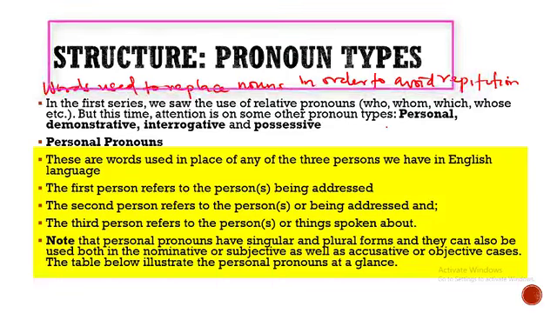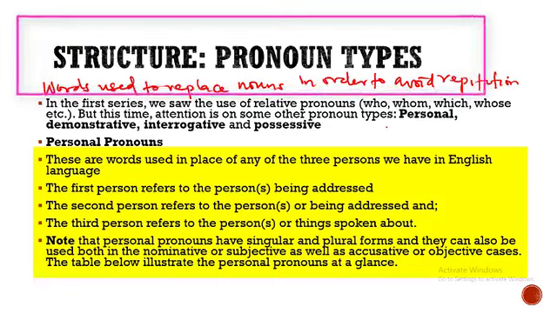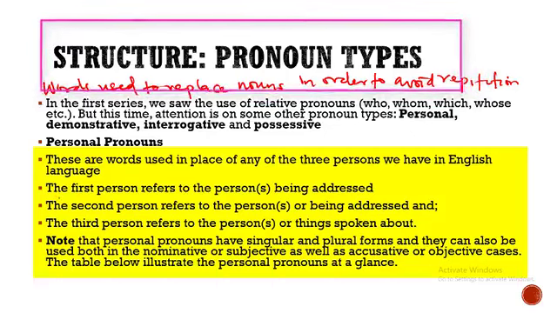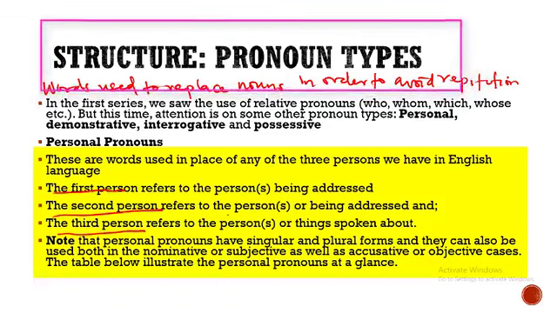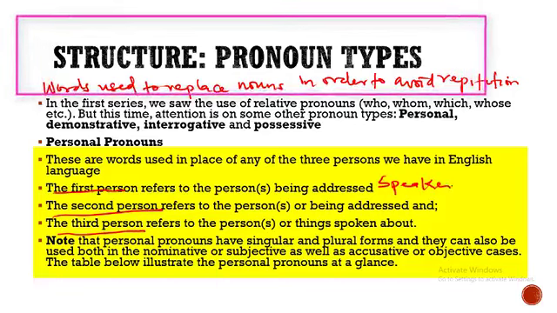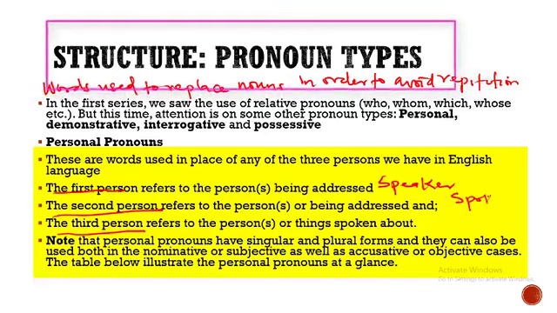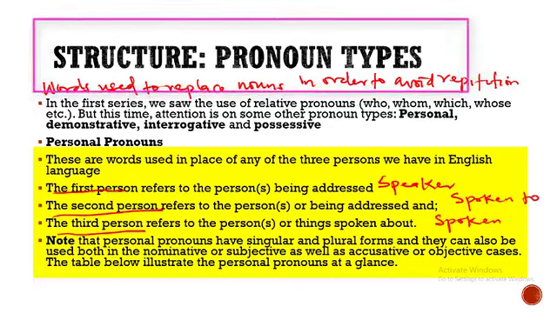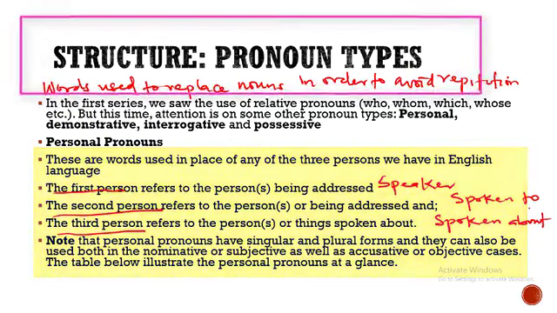So these are the types of pronouns. But our focus today will begin with what? Personal pronouns. There are three persons in English language: the first person, the second person, and the third person. The first person refers to whom? The speaker. I've told you that before. Or the person that is addressing. Then the second person is the person spoken to, while the third person is the person spoken about. Okay? So these are the three persons we have in English language.